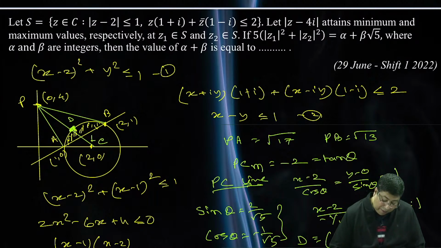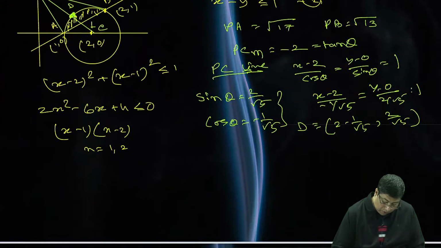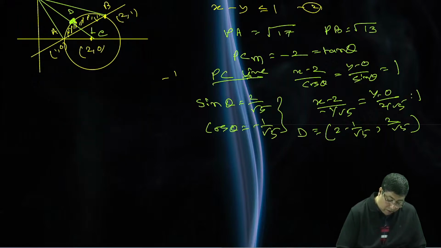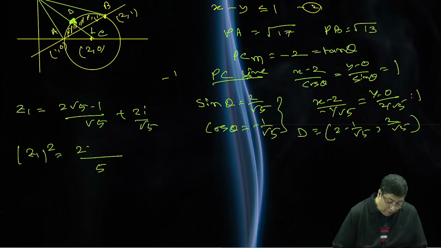Now our target is 5 into mod of Z1 square plus mod of Z2 square. So we can write Z1 as 2 root 5 minus 1 by root 5 plus 2y by root 5. So mod of Z1 square equal to, by 5, I am writing, 25 minus 4 root 5. And mod of Z2 equal to 1.